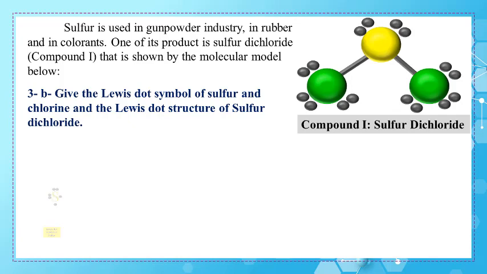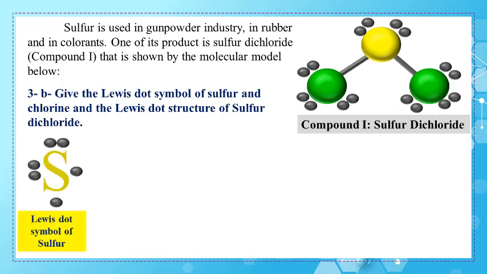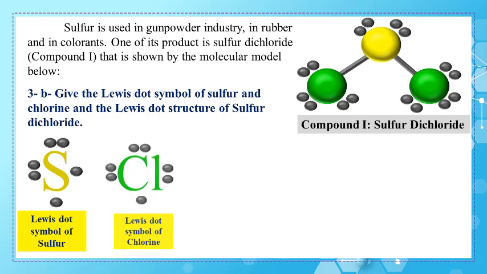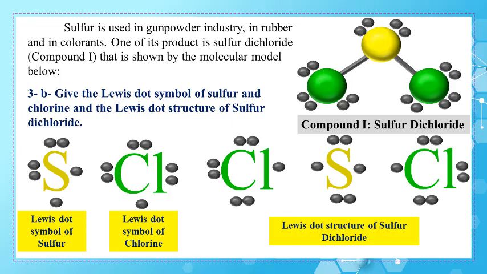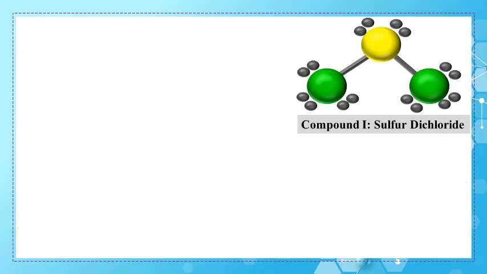In part 3b, give the Lewis dot symbol of sulfur and dichlorine and the Lewis dot structure of sulfur dichloride. The Lewis dot symbol of sulfur is S, surrounded by 6 dots. Each dot represents 1 valence electron. Chlorine has 7 valence electrons, so this is the Lewis dot symbol of chlorine. To write the Lewis dot structure of sulfur dichloride, put 1 sulfur atom and 2 chlorine atoms beside it, and then join the unpaired electrons with each other.